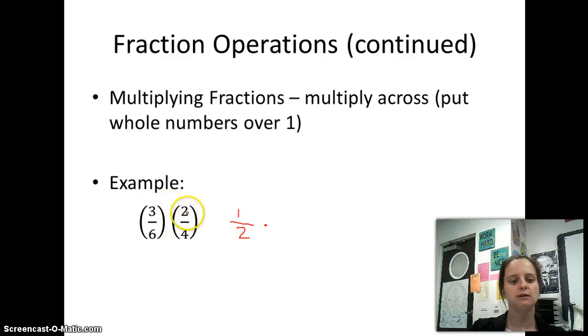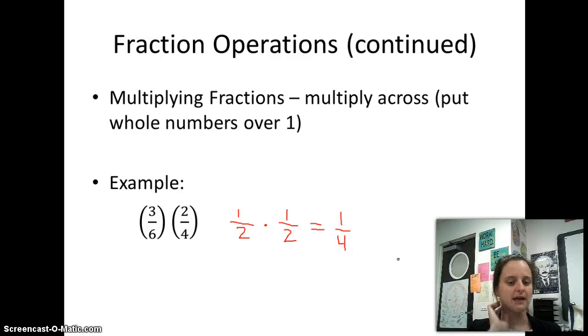So again, 2 can be divided by 2 to become 1. And 4 can be divided by 2 to become 2. So actually, both of these fractions, both 3/6 and 2/4, are represented by 1/2. And now I only have to multiply the 1/2s together. So 1 times 1 becomes 1 over 2 times 2 is 4. And so my answer is 1/4.